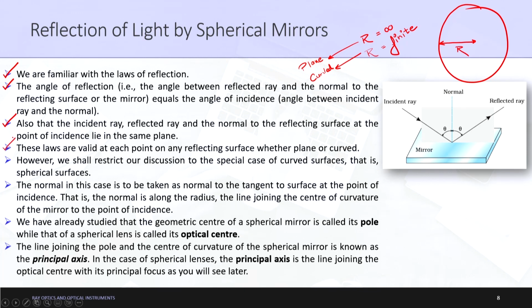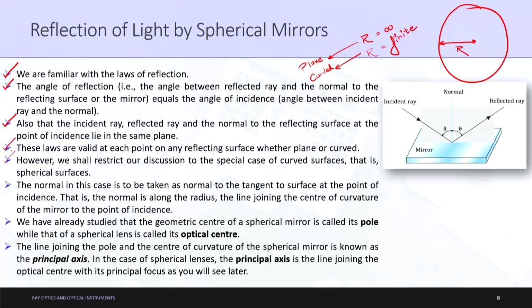Next is: however, we shall restrict our discussion to the special case of curved surfaces, that is, spherical surfaces. So, even when we deal with the mirror equation, the lens equation or anything in the subsequent slides, we are only considering curved surfaces which are a part of spherical mirrors. That is what is dealt with in this chapter.